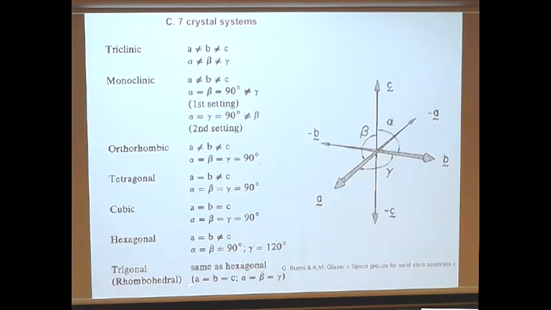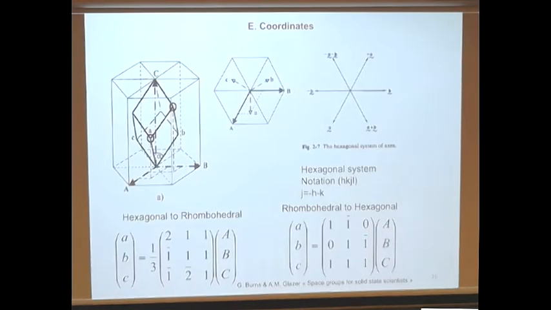Right? But for rhombohedral, we have a equal to b equal to c, and alpha equal to beta equal to gamma, and not equal to 90 degrees. So it's a cell like this, and the angles are not 90 degrees. But usually for these materials, we don't use the rhombohedral cell. It's not a common way to use.